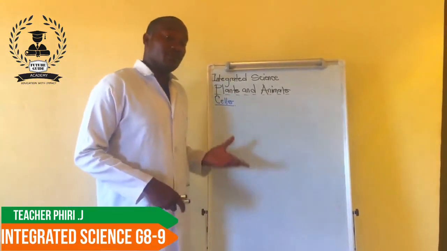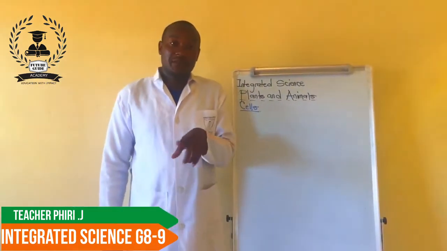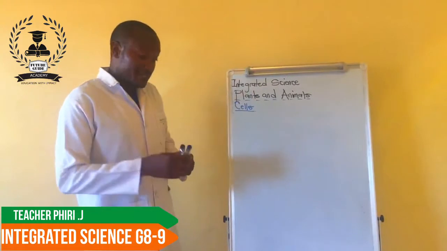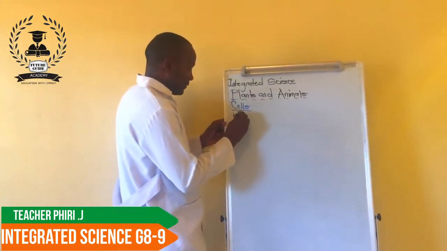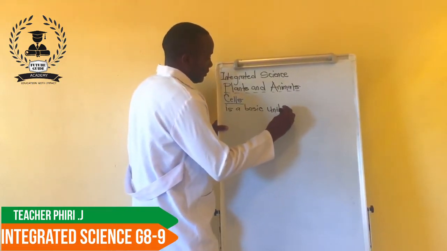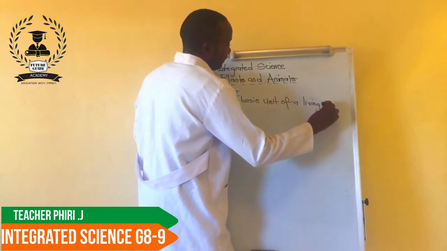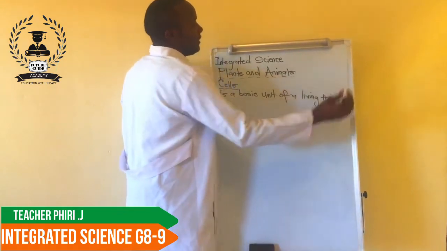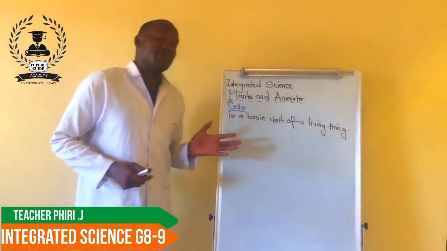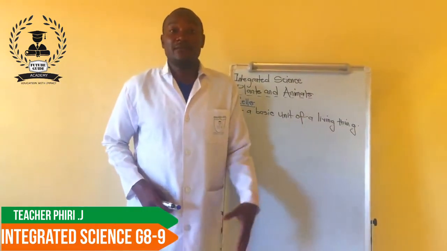Now, under plants and animals, we're going to concentrate on what we're going to call cells. So, by definition, a cell is a basic unit of a living thing. So any living thing has what we're going to call cells. Basically, we're going to concentrate on plants and animals because these are the only living things that we have. So plants have cells as well as animals have cells.